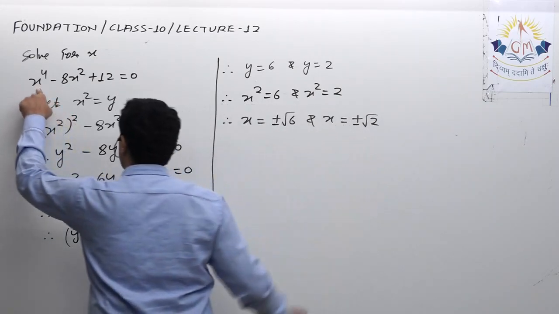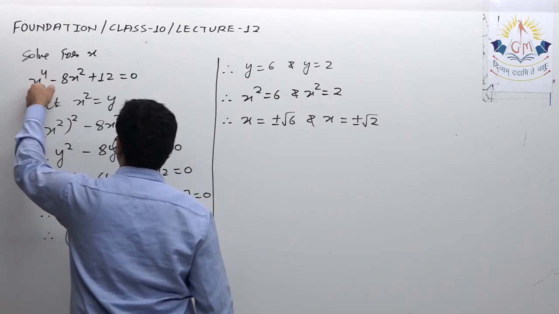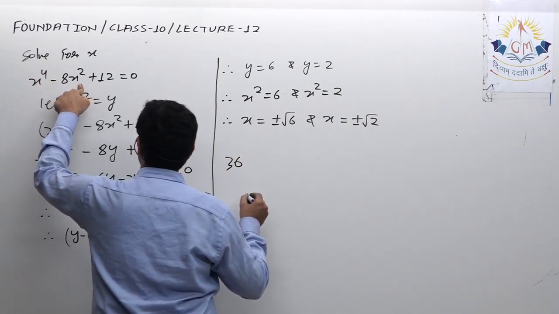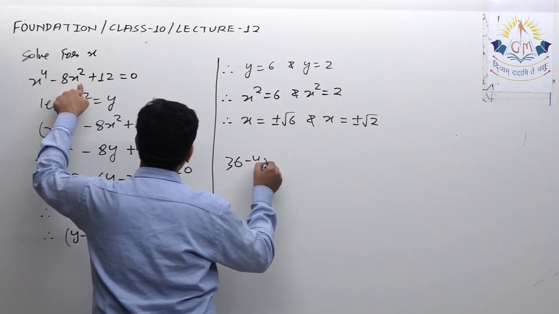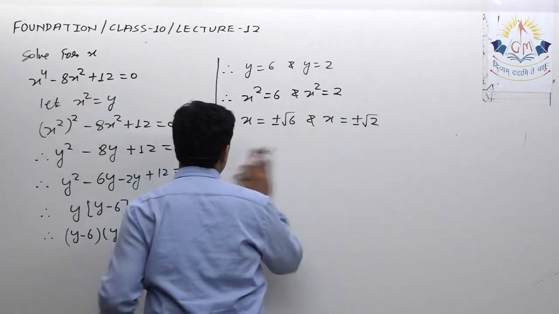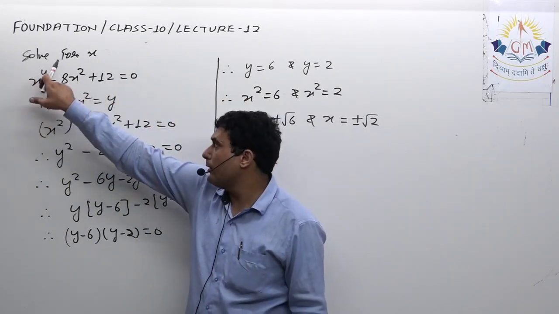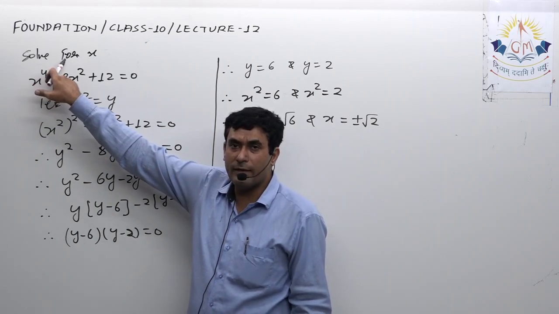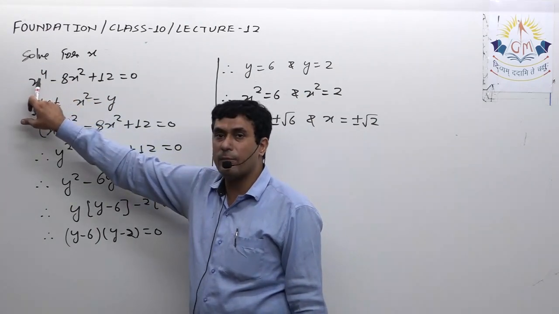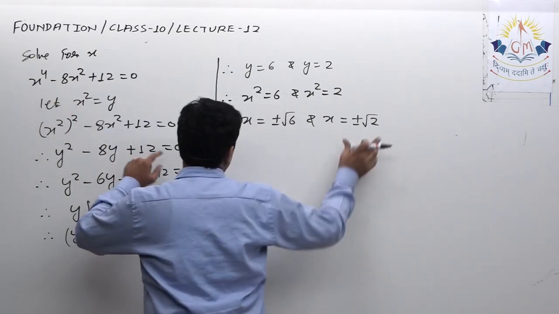So we'll check orally. Suppose I put x equal to plus root 6. So this will be 36. Here if I put x equal to root 6, then minus 48 plus 12. Okay, so for this it is correct. As it is correct for plus root 6, it will also be correct for minus root 6, because this is raised to 4. So even if I put a negative sign, ultimately this will become positive. Similarly over here, no sign will change even if I put the value of x, whether it is positive or negative. Now I will check for plus minus root 2.